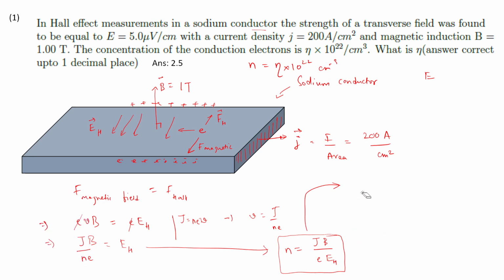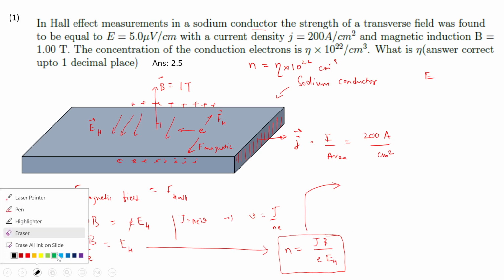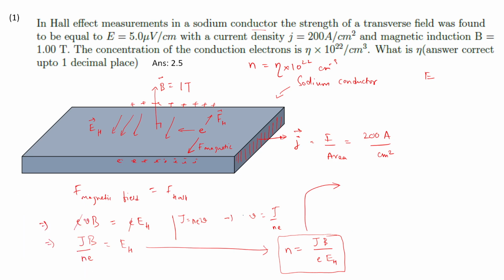Now all you have to do is put in these values and get the carrier concentration. But we have to keep in mind the units. During the calculation it is good to put all the units in SI, and then report the answer per centimeter cube. So convert all the units to SI and take care of all units.